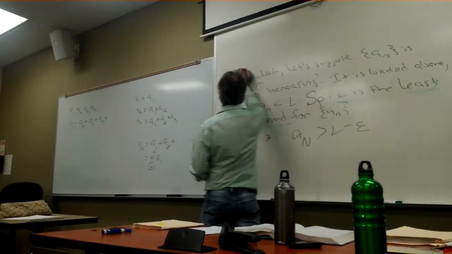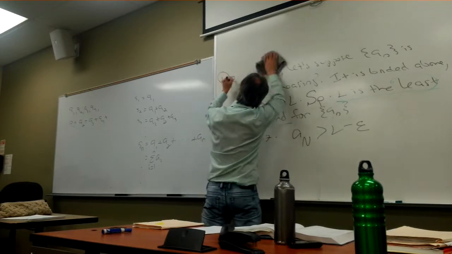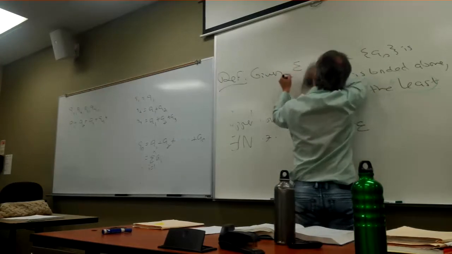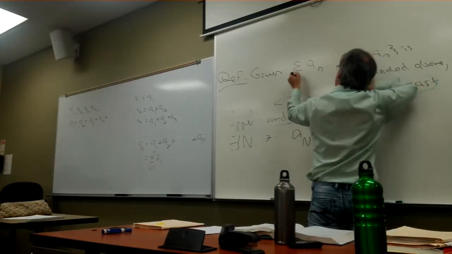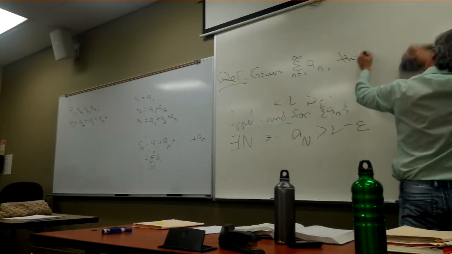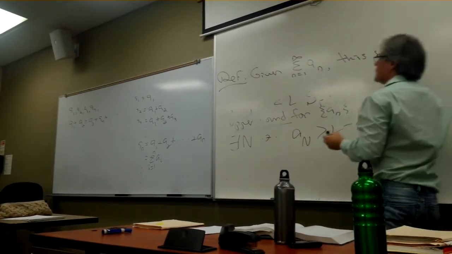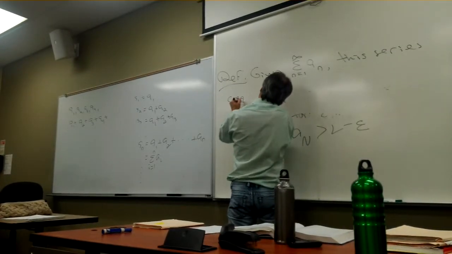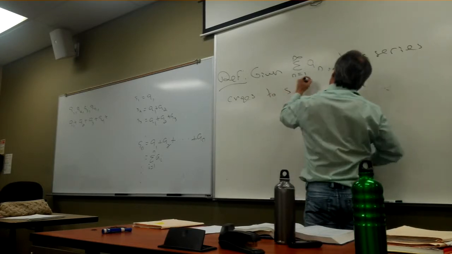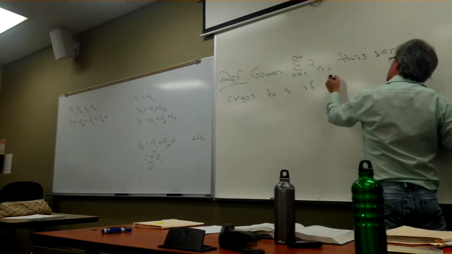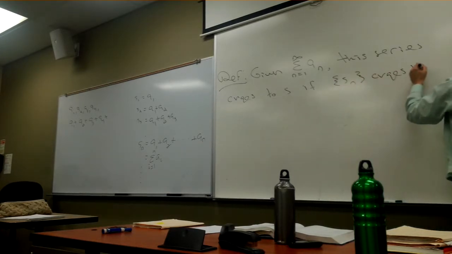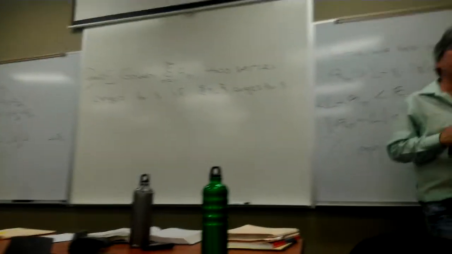So, definition, man-made definition, nothing to prove here. Given an infinite series, this series converges, and converges to some number called S, if the sequence of partial sums converges to S as well. S is just a finite fixed real number.